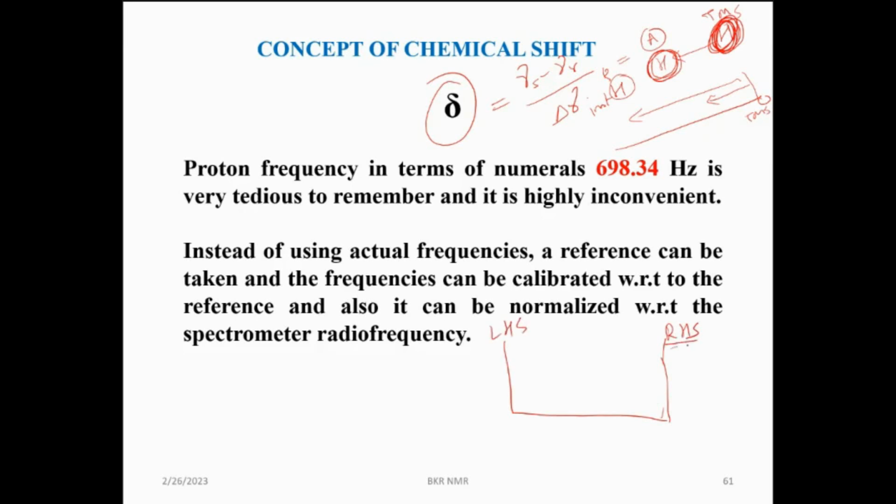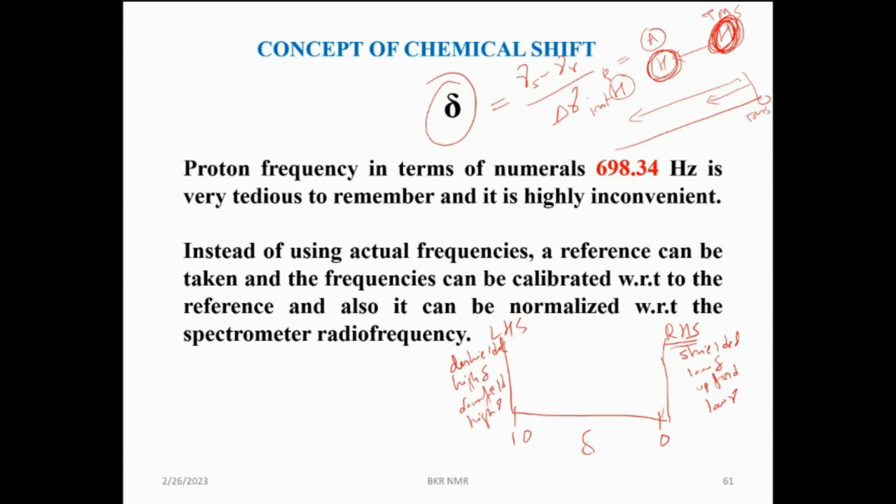What do we say on the right hand side? Suppose delta goes from 0 to 10. On the right hand side, I say it is shielded. It has low delta value. It will resonate at low frequency. It is upfield. When I talk about the left hand side, I'll say it is de-shielded. It has high delta value. It is downfield. Downfield means low field. And not only that, it has high frequency.